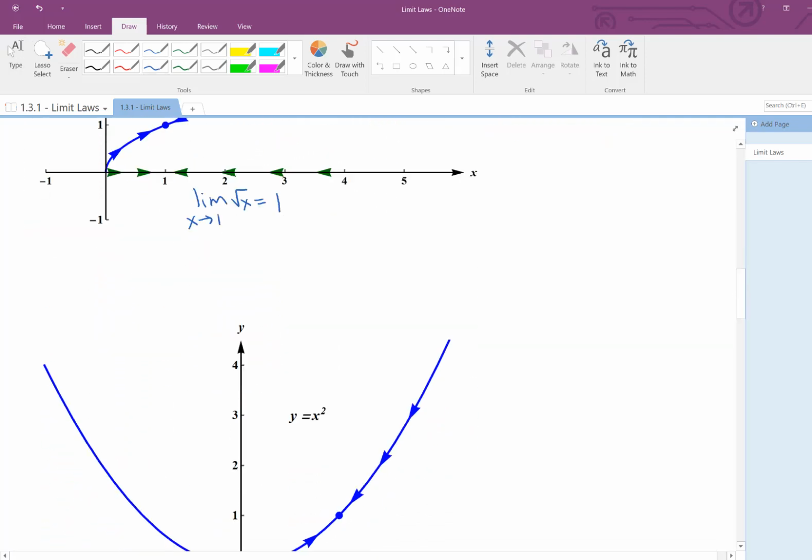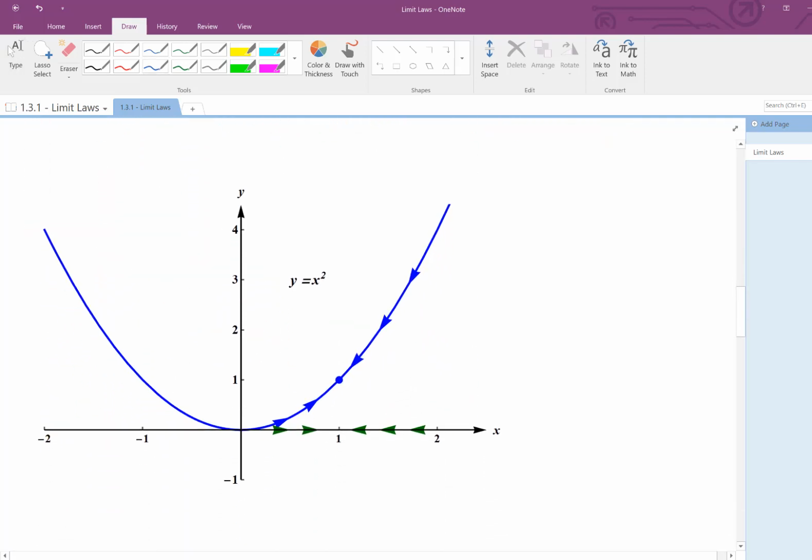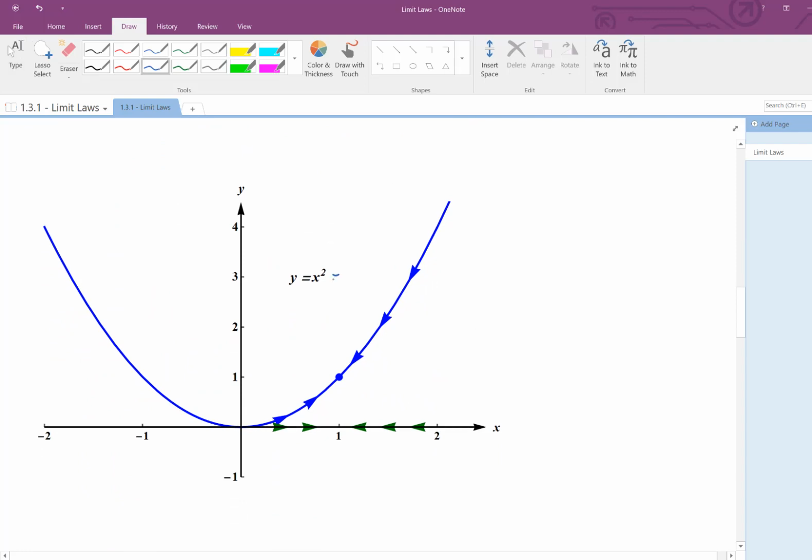Consider another function, say y equals x squared. We can consider this to be like g of x, some other function, and we're also looking at the same location here. The limit as x goes to 1 of x squared seems to be 1, right? It seems reasonable based on the graph.